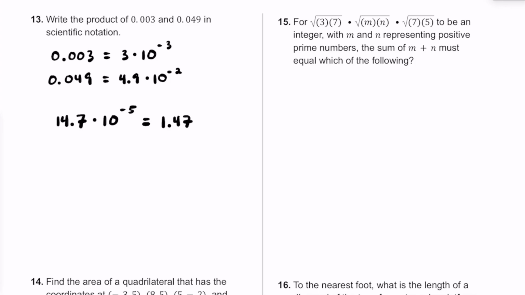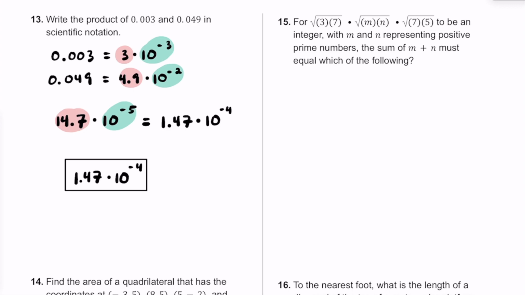So if we divided that by 10, we'd have to multiply 10 to the negative fifth by 10, so it's going to be times 10 to the negative fourth power. So again, I would just rewrite each of these factors in scientific notation. So 3 times 4.9, that's where this 14.7 is coming from here. And then if we take the 10 to the negative third power and 10 to the negative second power, multiply them together, you get 10 to the negative fifth power. Keep in mind, scientific notation should have one whole number to the left of the decimal. And so we just had to divide it by 10 here, but multiply this one by 10 here to balance it out. So in scientific notation, the product of 0.003 and 0.049 is 1.47 times 10 to the negative fourth power.